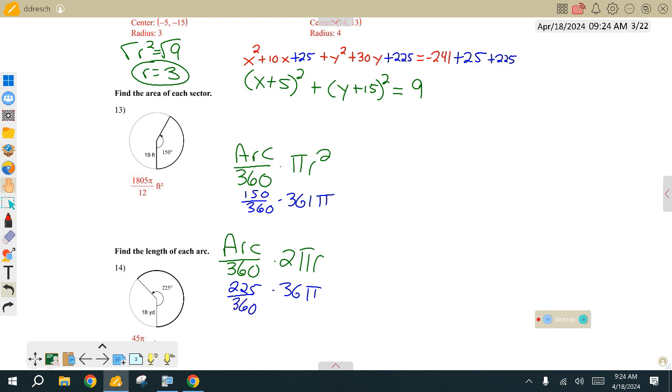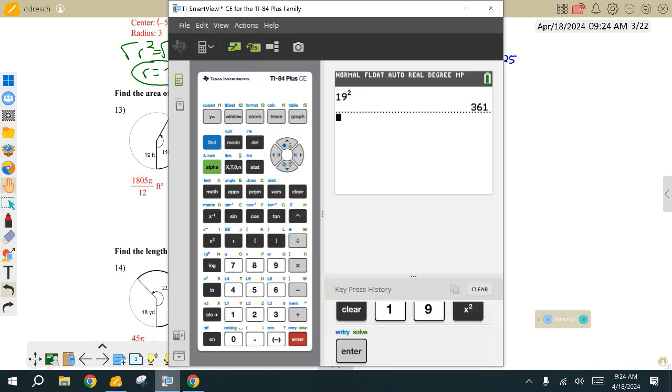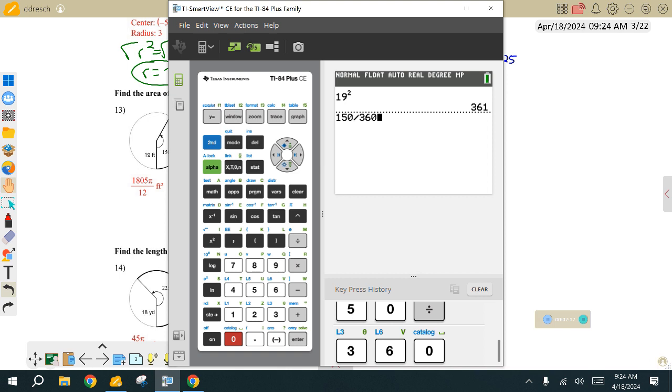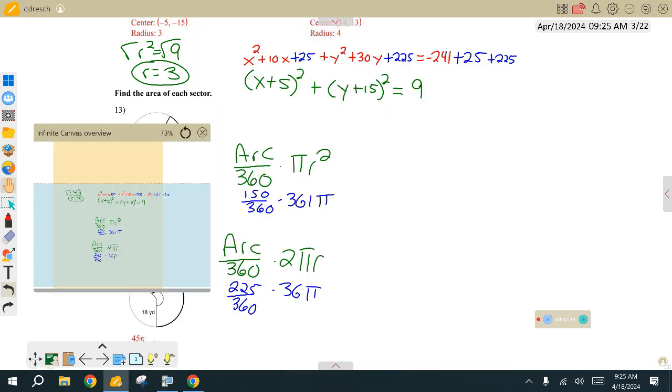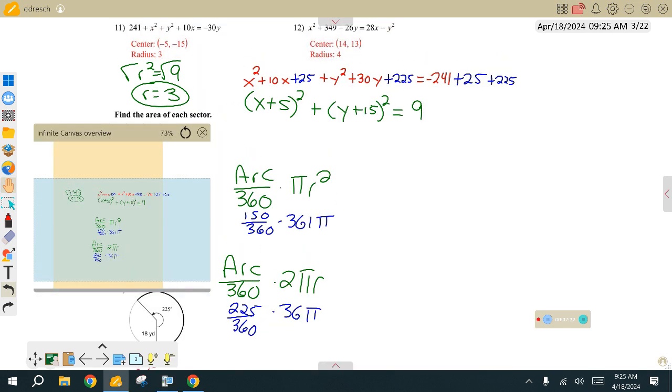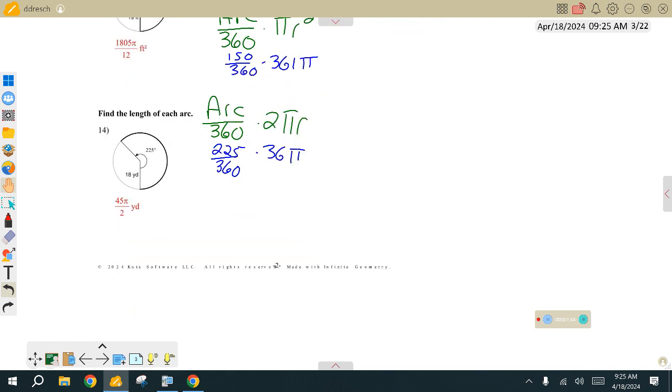And then we just go to our calculators, and hopefully we come out to 1805 over 12. So 150 over 360 times 361. That's ugly. So we map it out, and that's where I get that 1,805 over 12 pi. Okay. And the same thing happens on the other one. If I plug that into the calculator, pretty sure I get that. Okay. So that's your biggest thing.